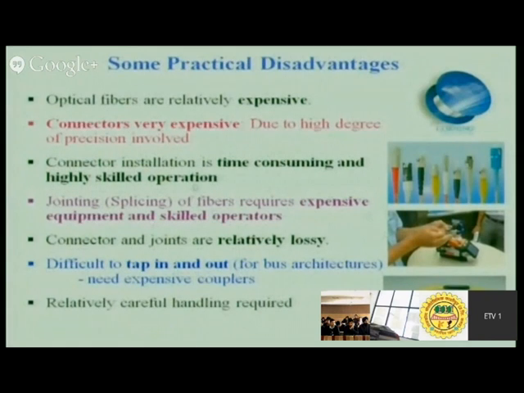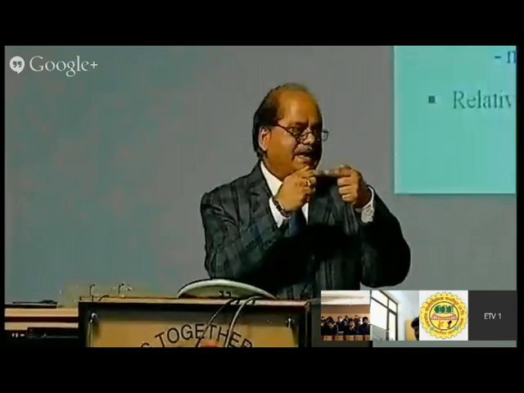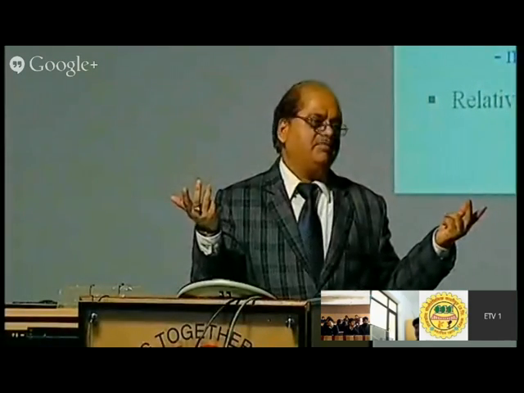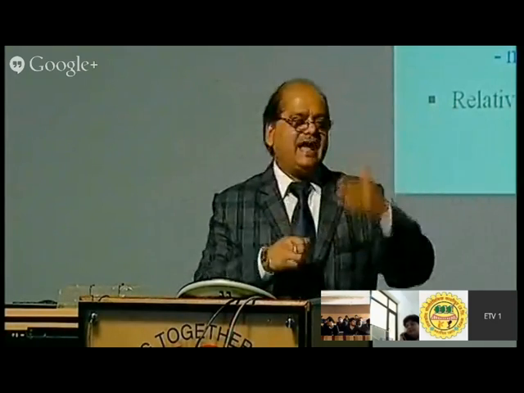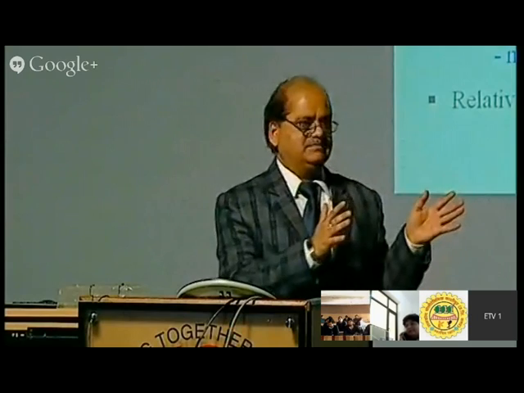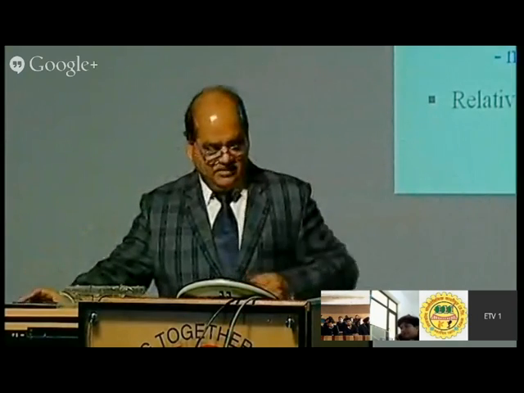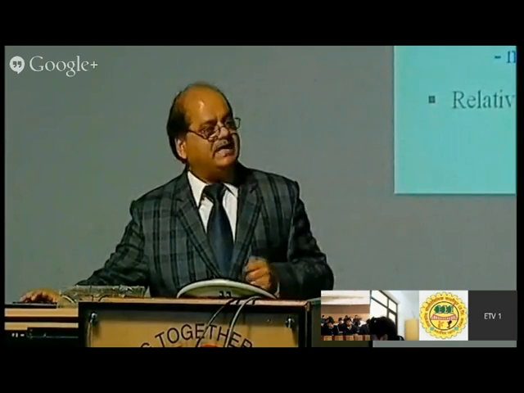So special types of units are required, splicing units, splicing machines, and then accuracy at the precision level. Alignment of the optical fiber is very important. If 2 cores are not aligned, there will be a huge loss of signal. So alignment has to be at a level of less than micron size. Then connectors and joints are relatively lossy as compared to copper.